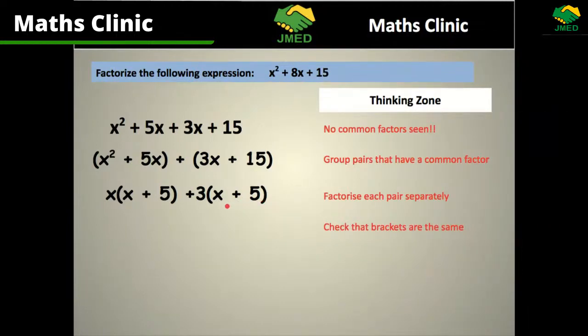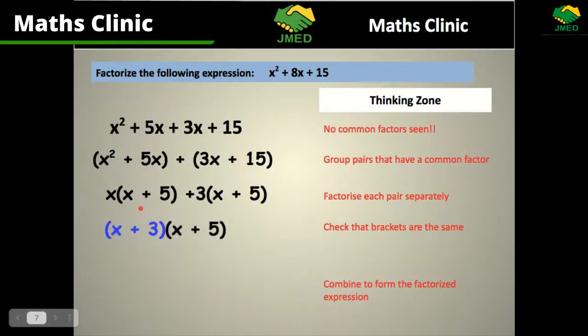And in this case, they are. So if the brackets are the same, we just rewrite this by putting the x plus 3 in one bracket, and just write the repeated bracket, x plus 5. All right? So the order wouldn't matter. If you had put x plus 5 and then put x plus 3 after, it wouldn't matter.